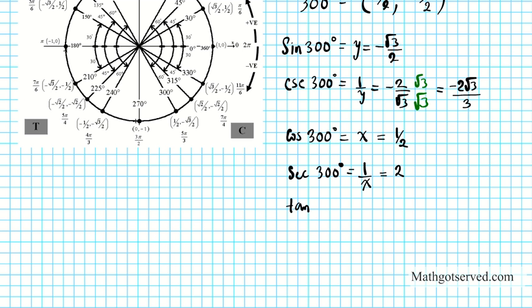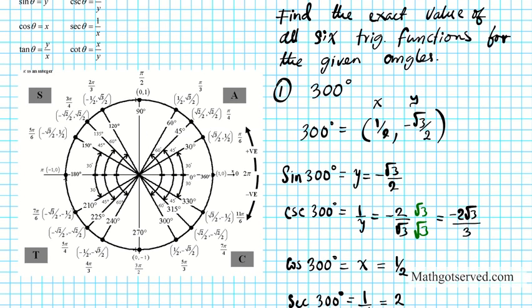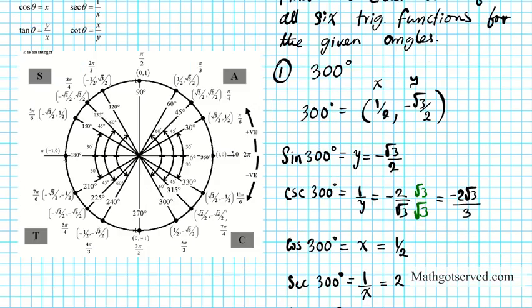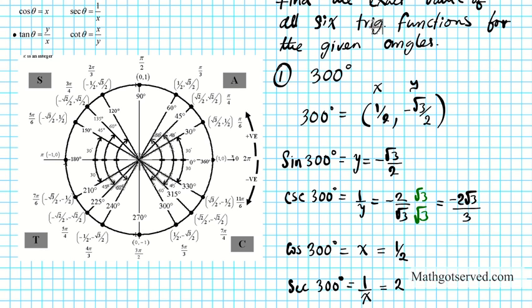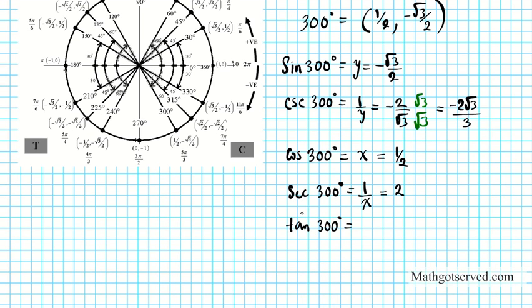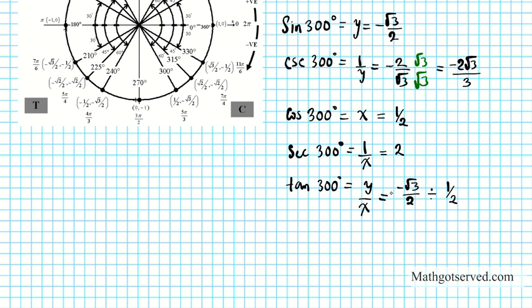Tan of 300 degrees. So tan 300 degrees, if you look at the unit circle ratio, it's y over x, right? You see right here, y over x. That's the opposite over the adjacent. So y over x. So it's going to be y, negative root 3 over 2, divided by x, which is 1/2. You notice I wrote it horizontally, right? Because I don't want to make a mess by writing it vertically.